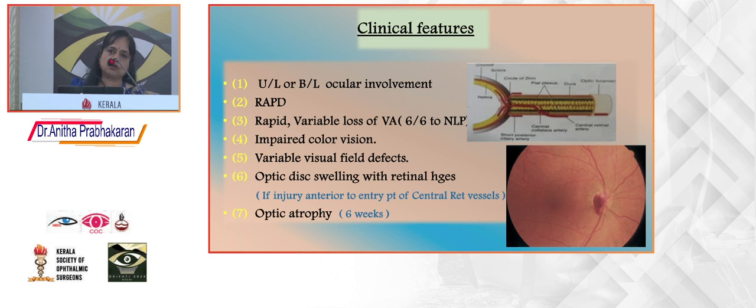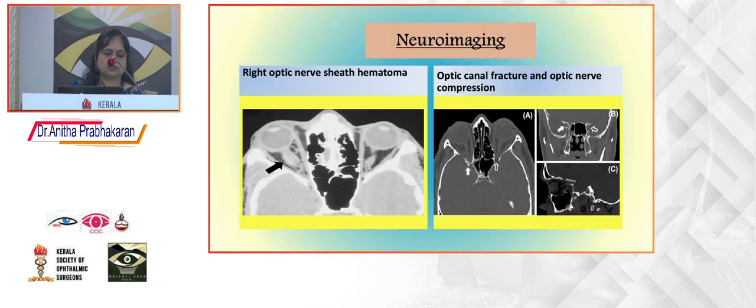And the vision loss can be variable. It could be more rapid than that seen in the toxic and compressive types. Of course, color vision and visual fields will be defective as in optic nerve involvement. If the injury is anterior to the point of entry of the central retinal vessels, you can see some hemorrhages with optic disc swelling. But if it is posterior, the fundus will be normal. It takes about 6 weeks for optic atrophy to set in.